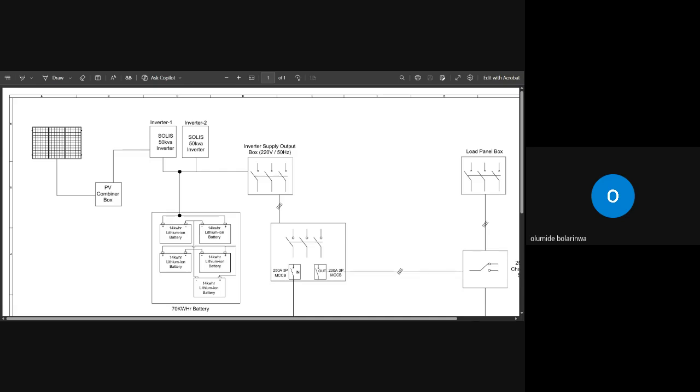So tonight we'll be talking about solar system and inverter. Let me show something before we. How is this thing not showing? So now, tonight we'll be talking about solar system and what solar panels entail. We have our solar panel.